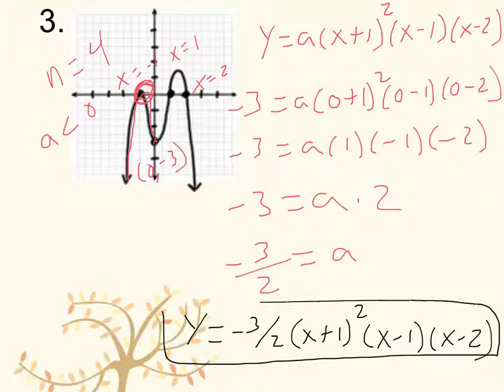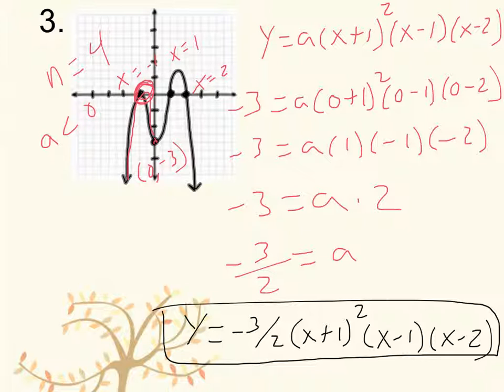That would be a distributing nightmare that would actually take more time than you'd probably think. Even if you think it would take a lot of time to FOIL that, it would probably be even more. So that answer's fine. That's a factored form of that 4th degree polynomial represented by that graph. All right, so you got 3 good examples, one with a 2nd degree, one with a 3rd, one with a 4th.